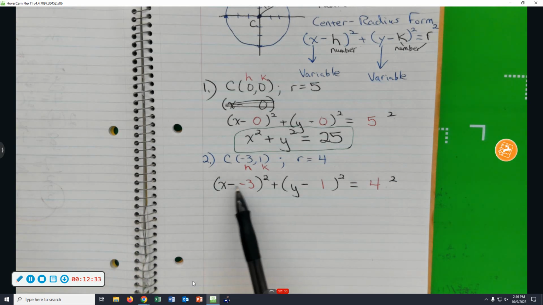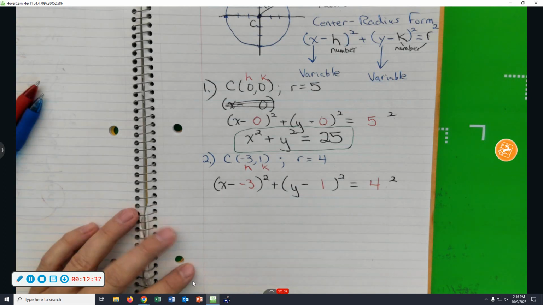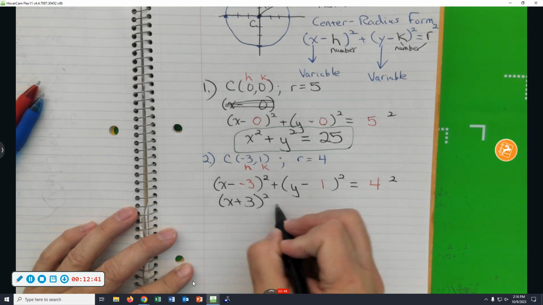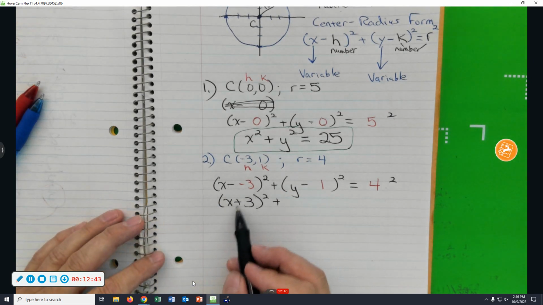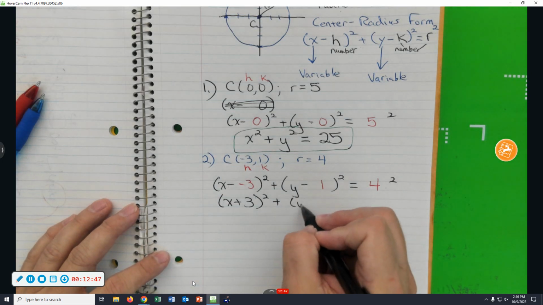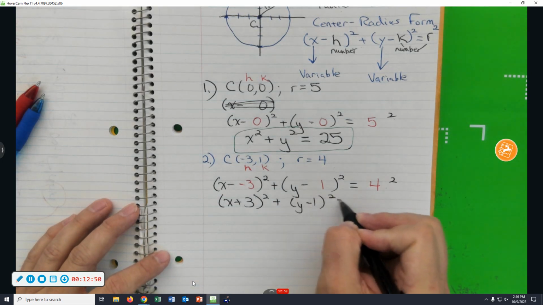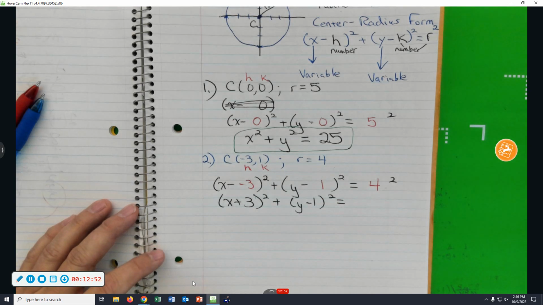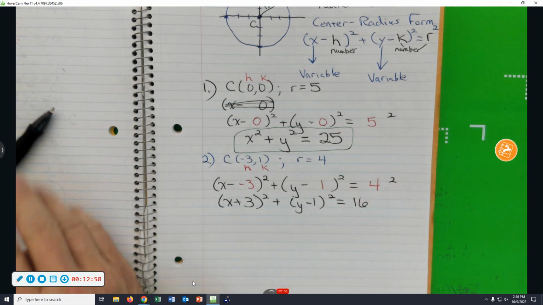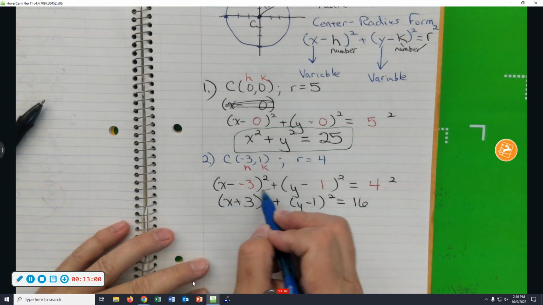What do we know about double negatives? X minus a -3. It'll be equal a +3. Correct. That minus a negative becomes a positive. Y minus 1, we'll just leave it as y minus 1. And on the right hand side we have 4 squared is 16. Here's the center radius form.